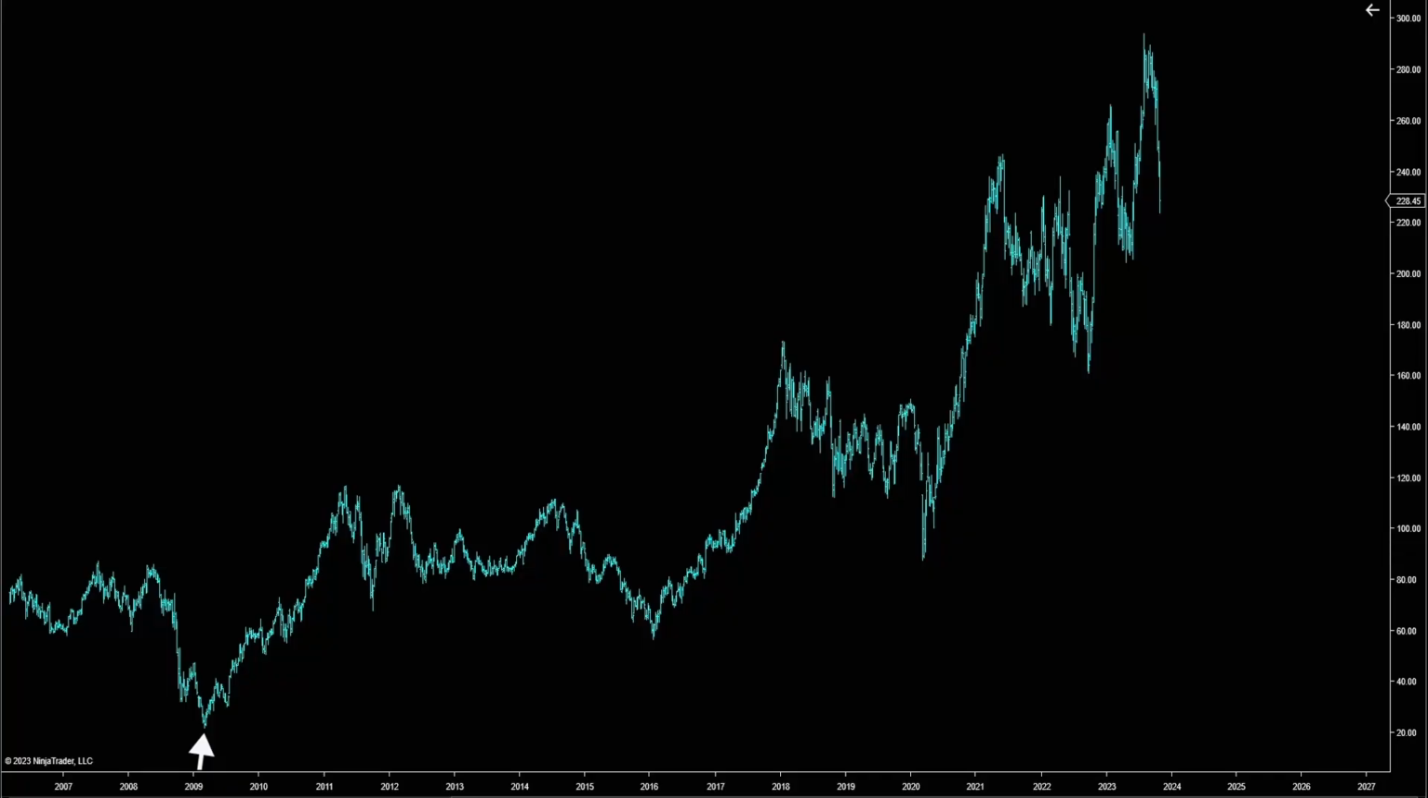This is Caterpillar Weekly. I'm going to call it CAT from here on out. It's a US-based stock. And our first objective is to locate a significant low. Here we've got the 2009 low on March 3rd of 2009.